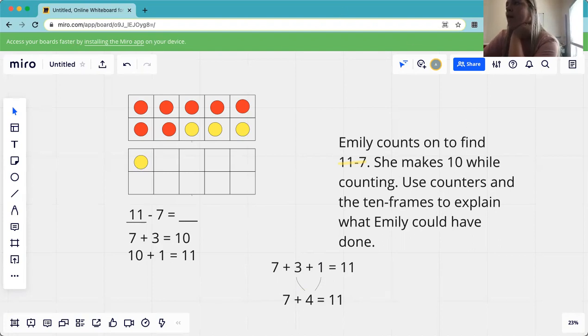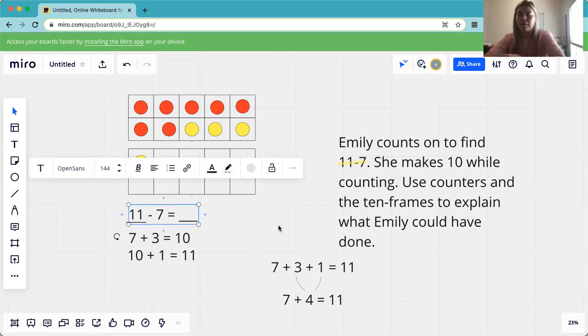So now I have my whole, which is 11. Here I see that I added 4 to my 7, which would equal my whole 11. So I know that if I took my 11 and subtracted 7, I would have my 4. So 11 minus 7 equals 4. Again, since I know that 7 plus 4 equals 11, I want you to think, what is 11 minus 7 equal to? That would be your 4. So 11 minus 7 would equal 4.